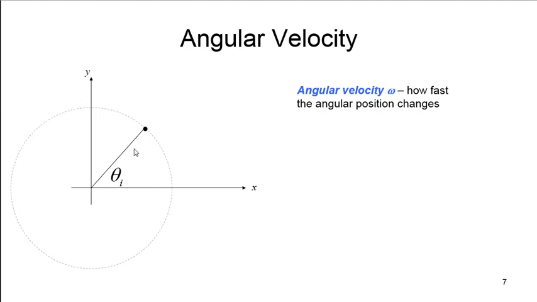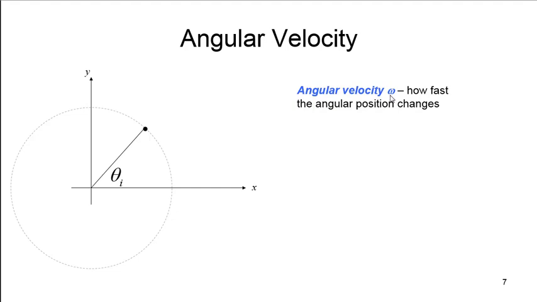But I still want to be able to describe how fast this car is moving as it makes its circle and how fast it is completing a circle. How long does it take to complete one circle, and what is the rate that it's moving in its circle? So we're going to use the term angular velocity to measure that. The variable that we use is omega.